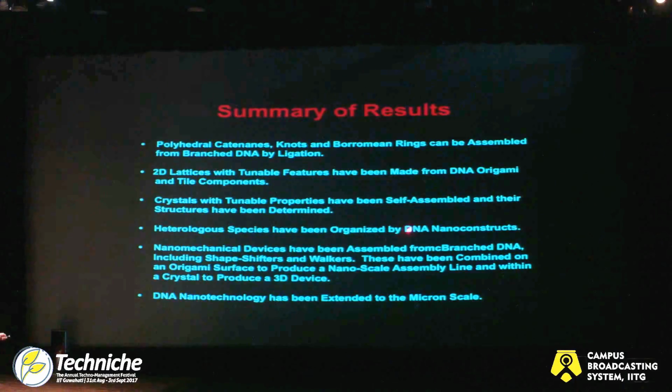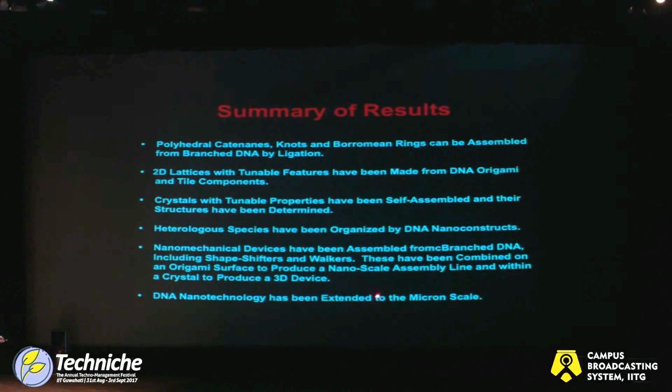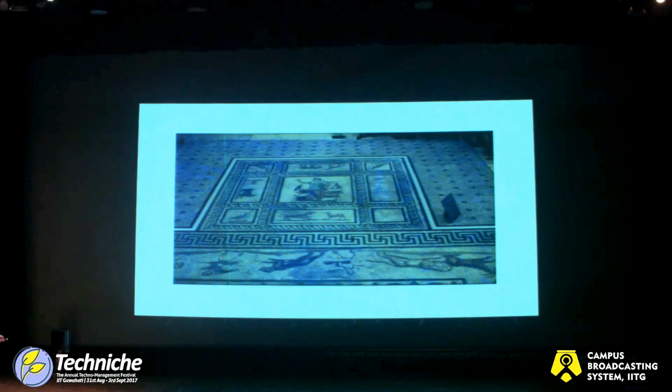Heterologous species have been organized by DNA nanoconstructs. Nanomechanical devices have been assembled from branched DNA, including shapeshifters and walkers, and they've been combined on an origami surface to produce a nanoscale assembly line, and then a crystal to produce a 3D device. And DNA nanotech has now been extended to the micron scale.